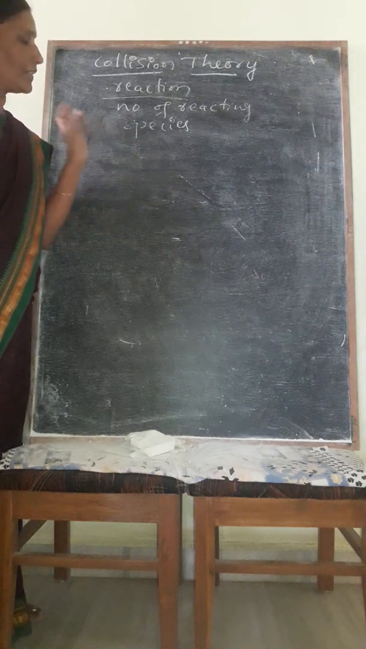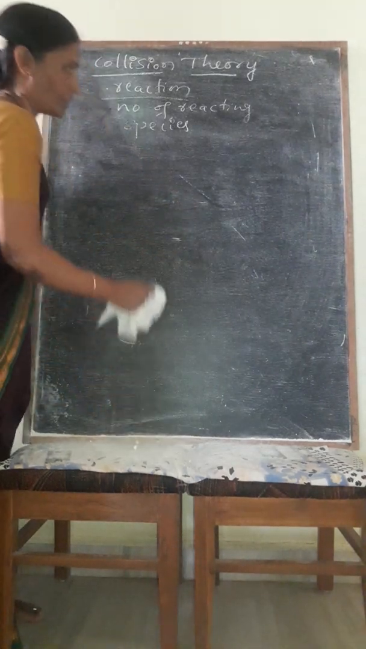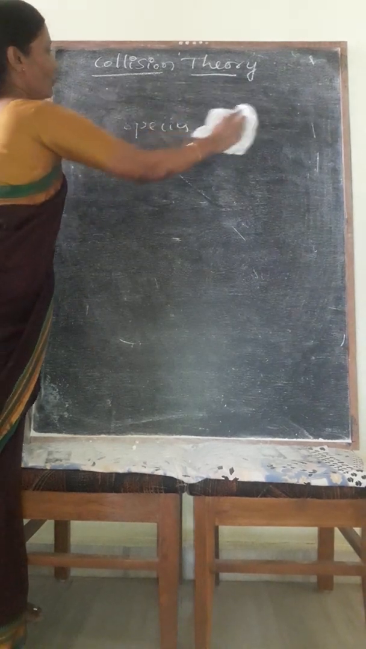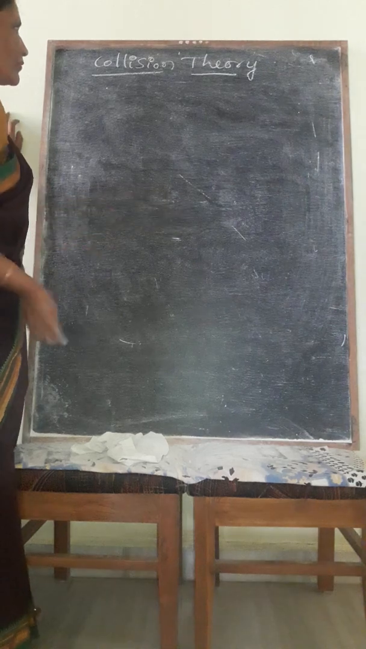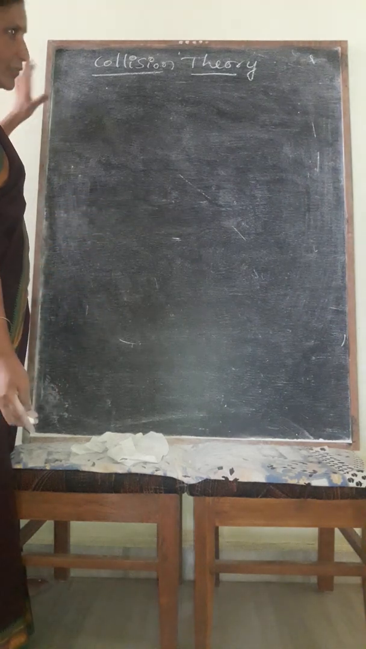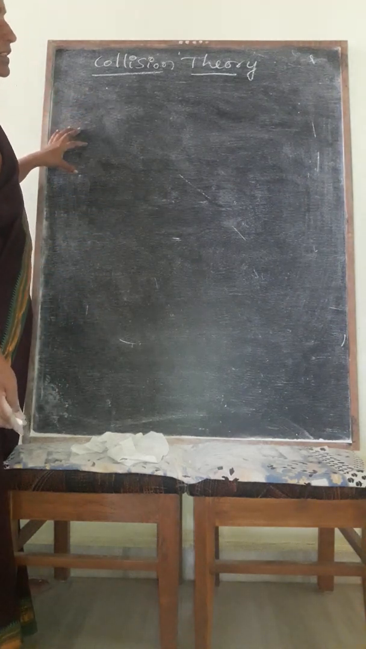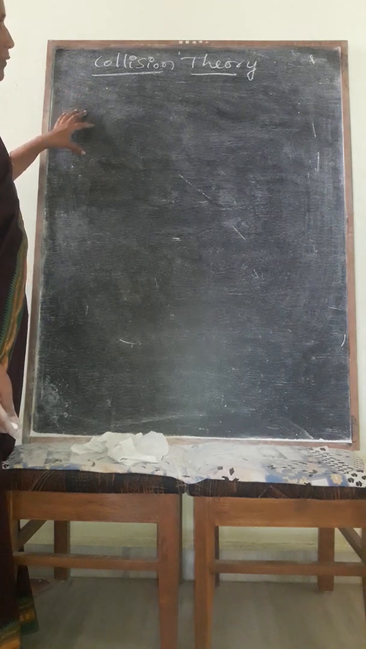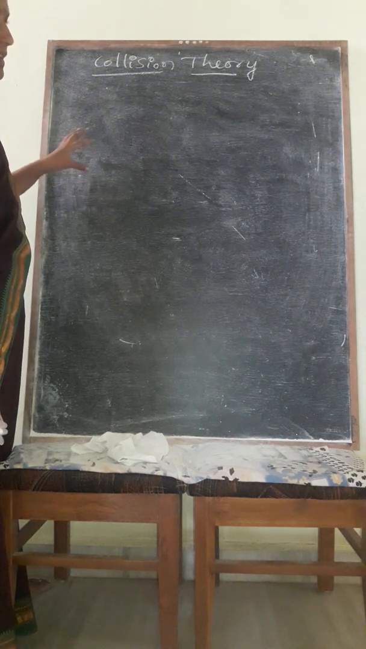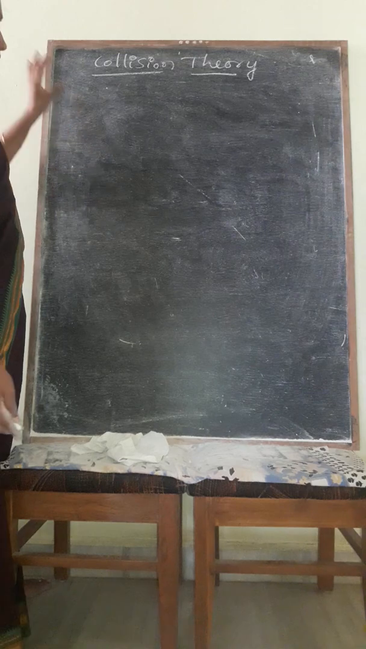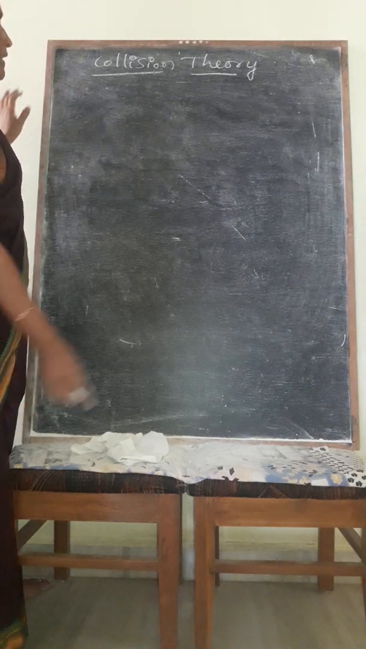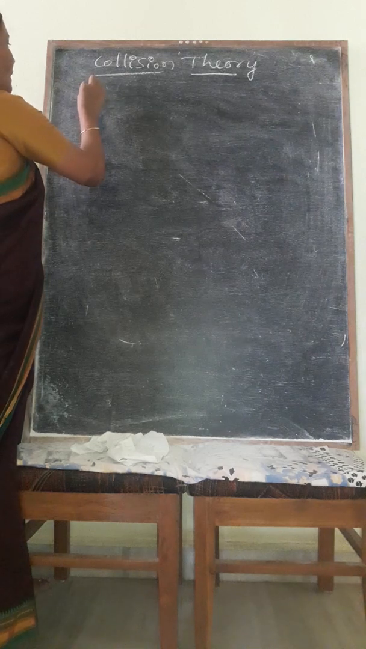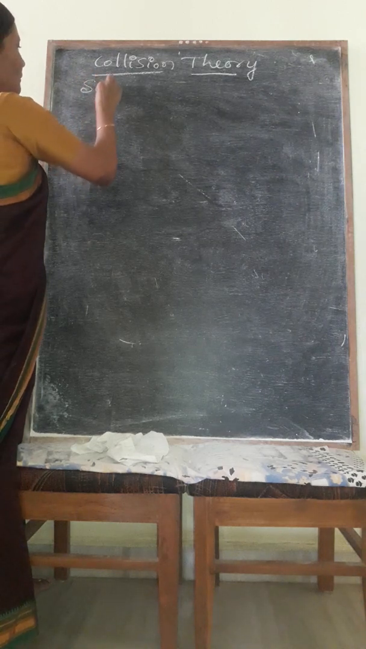Hence, for this collision theory I will take some important definitions. Those definitions should be understood first. After that, we will see what the collision theory is and how it is explained by one equation called the Arrhenius equation. This theory is also known as Arrhenius collision theory. So, some definitions.